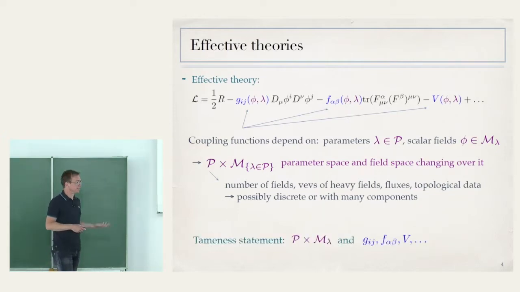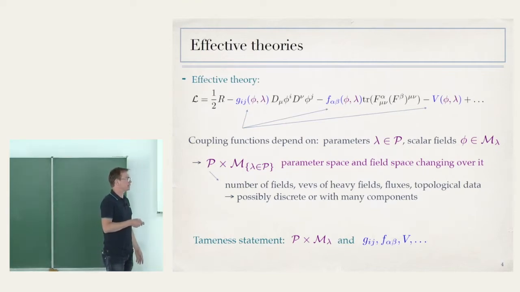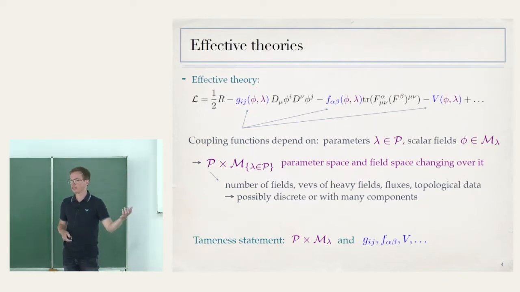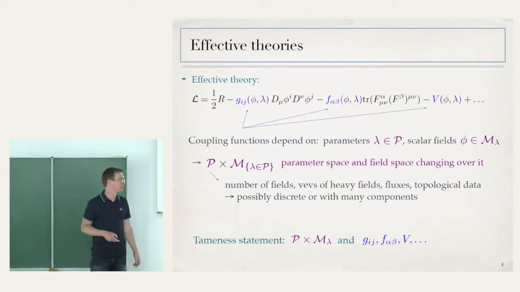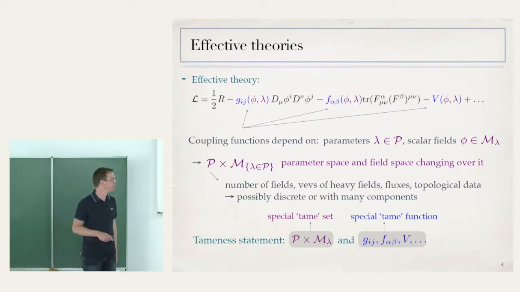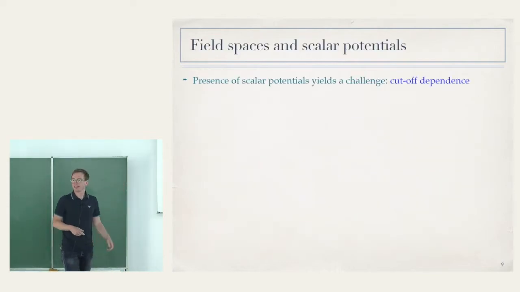So now what is this tameness statement? The tameness statement is that these field spaces and these parameter spaces and these coupling functions are not general functions and not general spaces, not general manifolds or something like this. But they are rather tame sets or tame functions. I will explain what tame means in a moment. But before doing that, let me already mention one key feature which we should keep in mind.